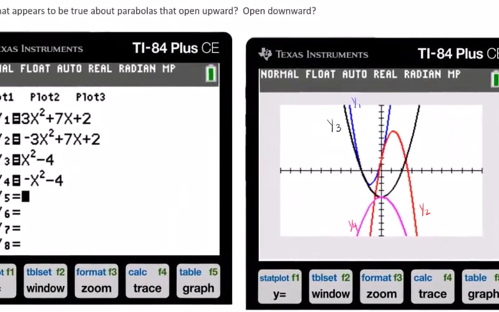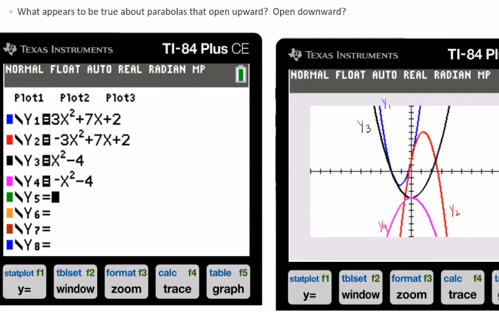So, a couple things. Which ones open upward? If you said y1 and y3, you were right. So y1 opens upward here, and so does y3. Okay. Which ones open downward? That's right, y2 and y4. All right. So let's look at the functions themselves here and see if you can find some similarities and differences between the ones that open up and the ones that open down.